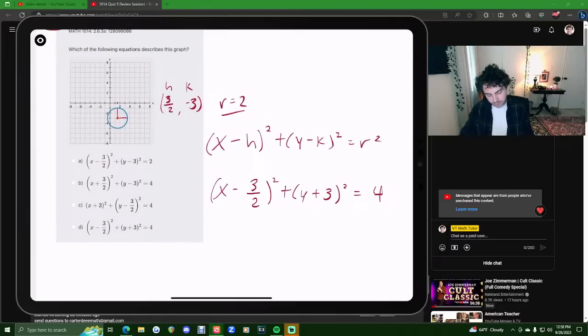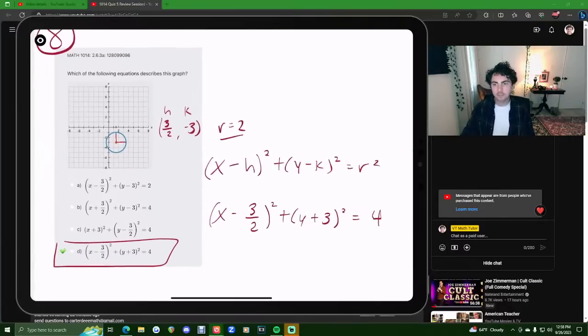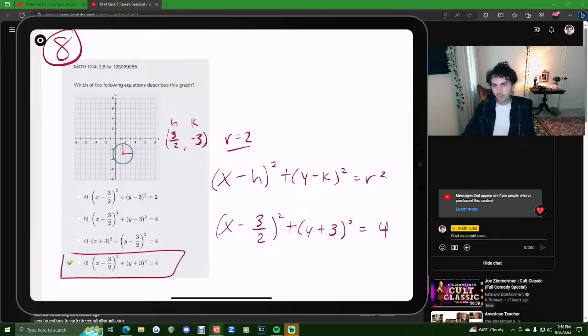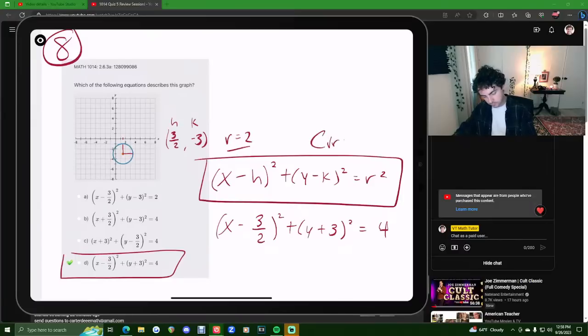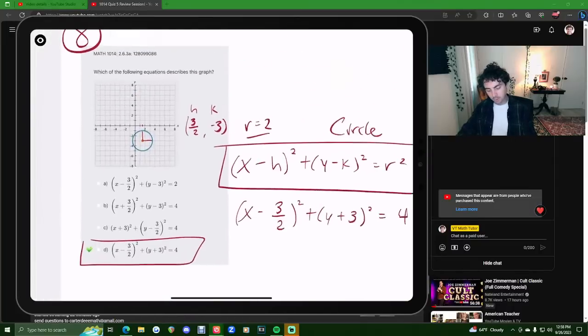So we're just looking for this. So y plus 3 only shows up in option D. So that gave it away, but everything else matches as well. All right. So identify your center, identify the radius, use your circle equation. HK is the center, R is the radius. That's it. All right. That was number 8.